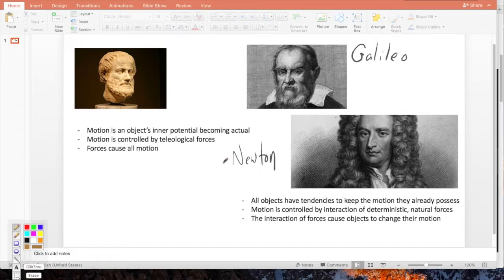So Aristotle's ideas were held all the way up until the 1500 and 1600s, when these guys came along, Galileo Galilei and Isaac Newton, and they started scientifically studying moving objects.